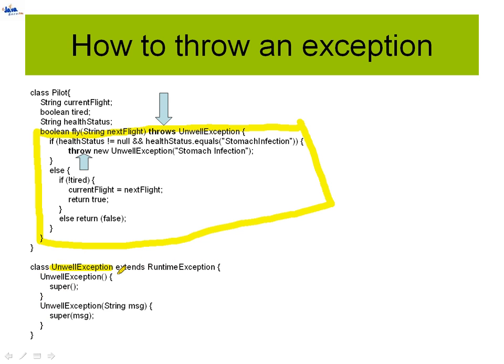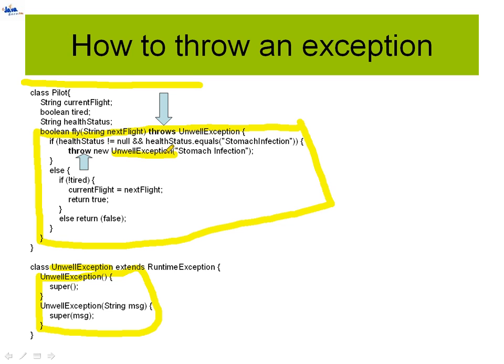UnwellException is a custom exception, which means that it extends Exception. So these are the constructors which I have in this class. When you try to call the method fly on class Pilot, because this is actually test code, you need to assign values to current flight and time. The method checks if the health status is not null and it's equal to stomach infection, we have to throw an exception, which is the UnwellException.